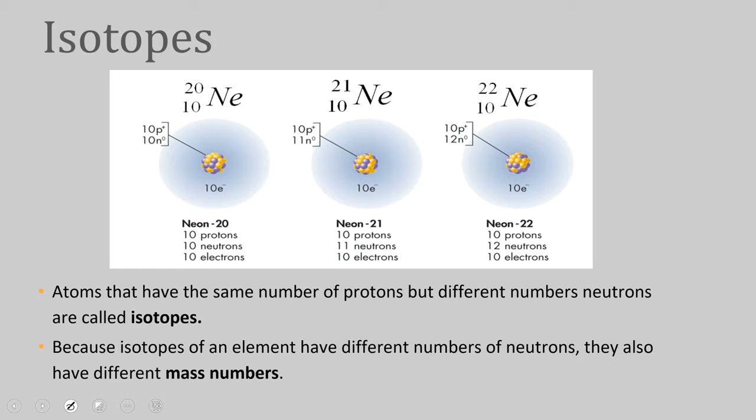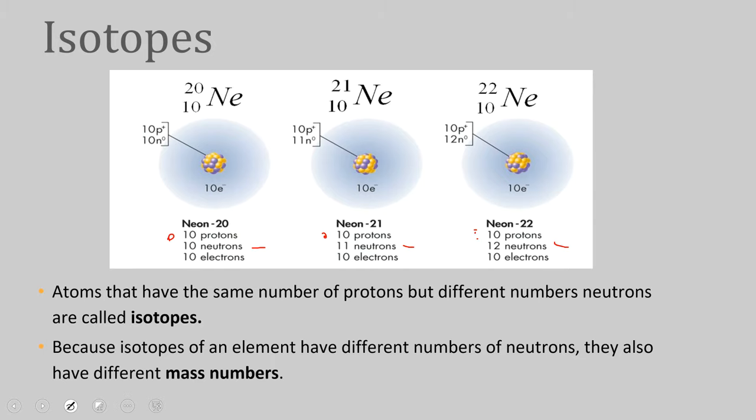If you look here, we're dealing only with neon. We got neon here, here, and here. All three of those are neon. All of them have 10 protons, but where they differ is in their number of neutrons. You see that this one has 10 neutrons, this one has 11, and this one has 12.